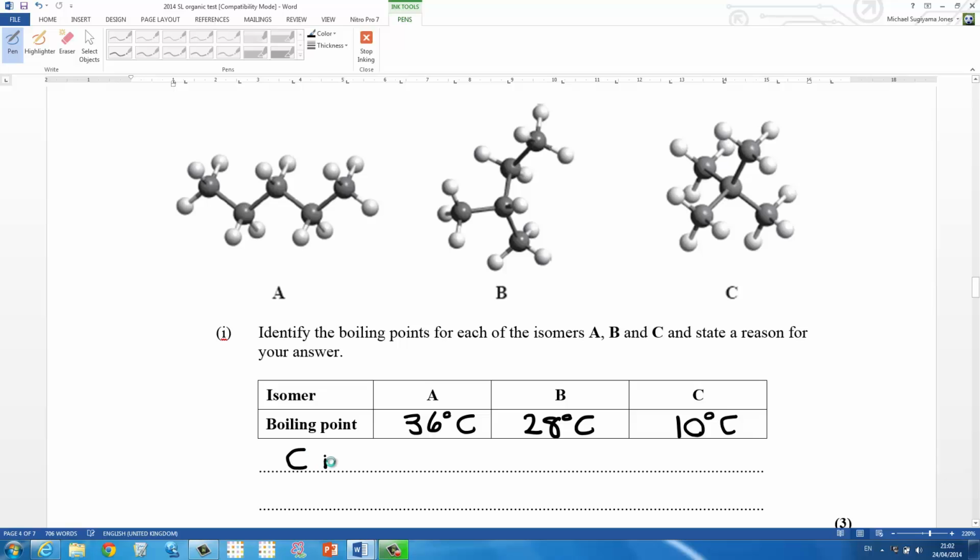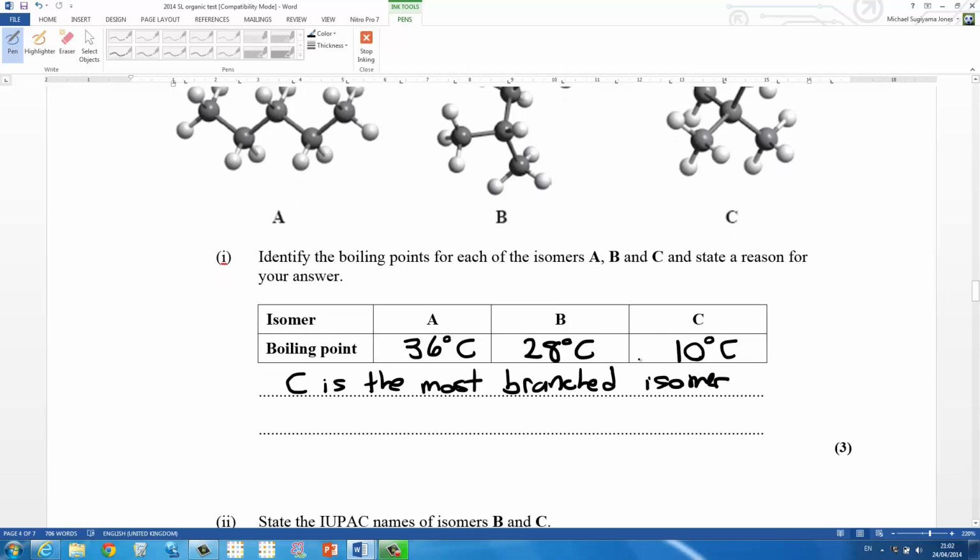And the reason, you could talk about the branching. So C is the most branched isomer. And you could talk about the effect that has on the boiling point. So it has weaker VDW, van der Waals. Don't write it like this in the exam. I'm doing it just to save space. Weaker van der Waals forces equals lower boiling point. And you can go on to talk about how the molecules cannot get close together because of the extra branches. Okay.